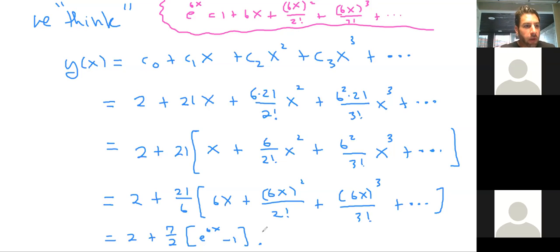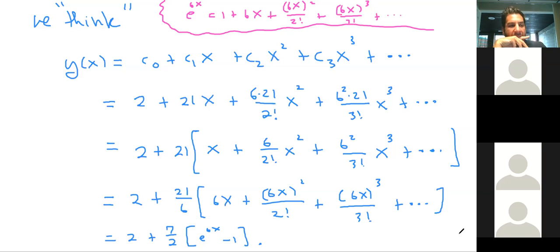So what's really cool about this, and by the way, before I say what's cool and then we're going to leave, does anybody have a question? I have a question. Yes. So is ours like e to the 6x minus 1 because we do not have the first term? That's exactly right. So if you look up in the pink, notice what I did is I took the 1 to the other side. Does that make sense?